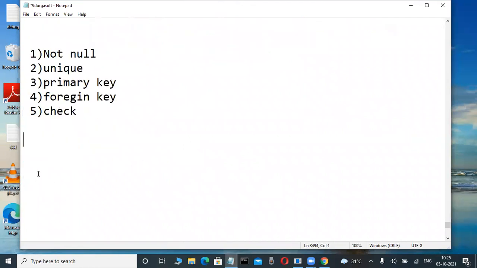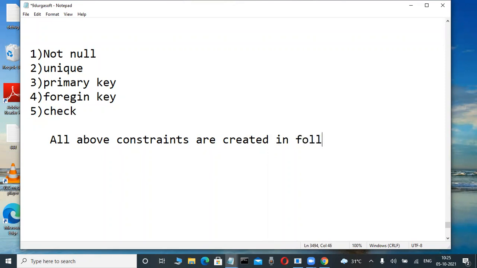Another rule also there. Write it. All above constraints are the same in every database. All above constraints are created in following 2 ways.